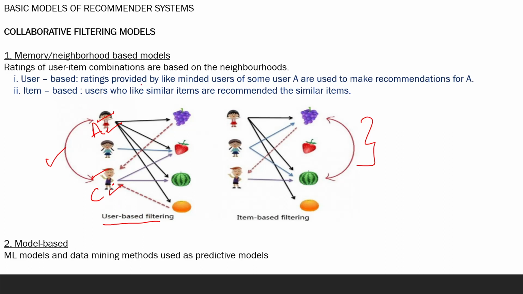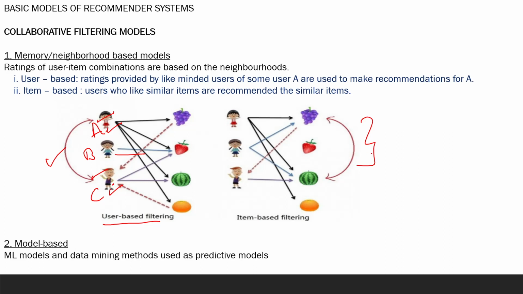The ratings provided by like-minded users of some user A are used to make recommendations. Similarly, suppose we establish that Alice is similar to, let's say, this person, it's a girl, so let's say it's Barbie or something. If we have identified that Alice and Barbie are similar users, whatever Alice likes can be recommended to Barbie, and whatever Barbie likes can be recommended to Alice. It works two ways. So that is user-based filtering, where we're filtering on the basis of user similarity.